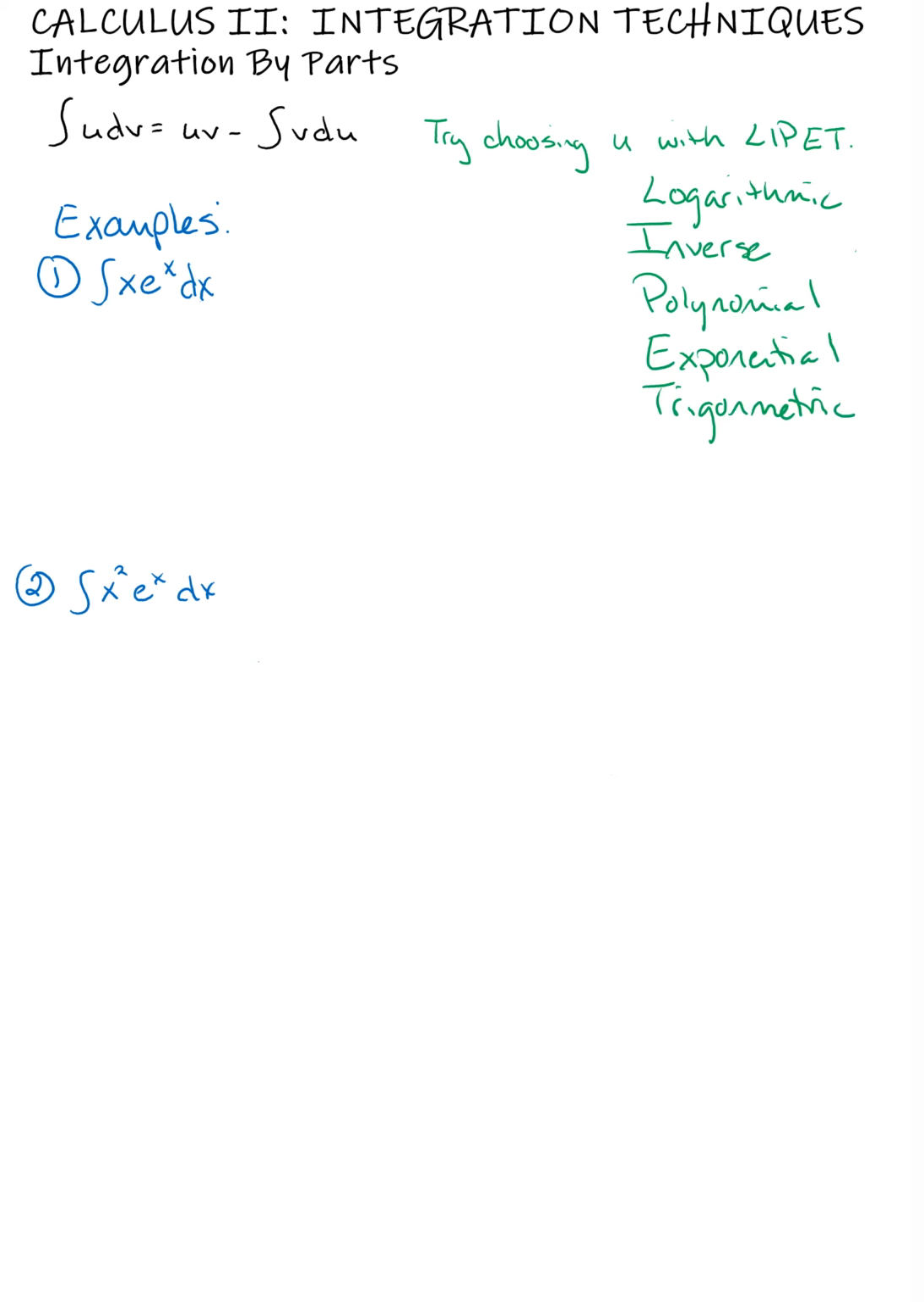And this is the order that I look for in my integrand, and I'll choose u to be one of those in that order. I look for logarithmic before I look for inverse. I look for inverse before I look for polynomial. You'll notice that the trigonometric is kind of the last thing we look for. So let's take a look at an example.